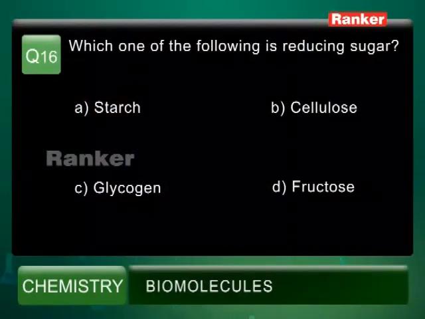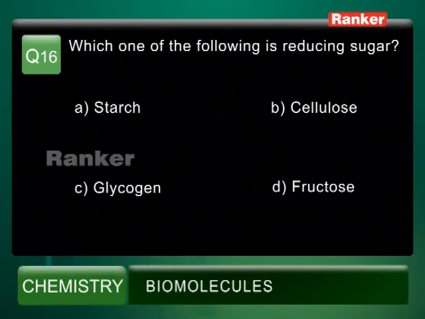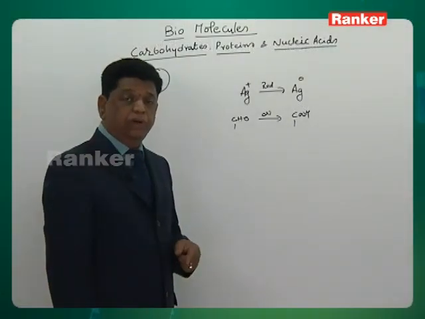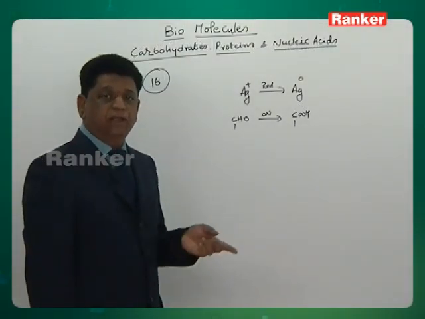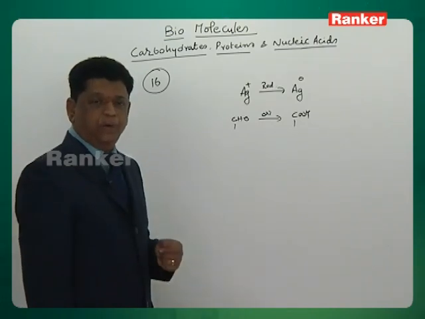Therefore, starch is a non-reducing sugar, cellulose is a polymer, therefore it is a non-reducing sugar, glycogen is a polymer of glucose. Actually, glucose gives the test, but when it becomes a polymer, all the C1s are locked up. So, therefore, it is non-reducing.